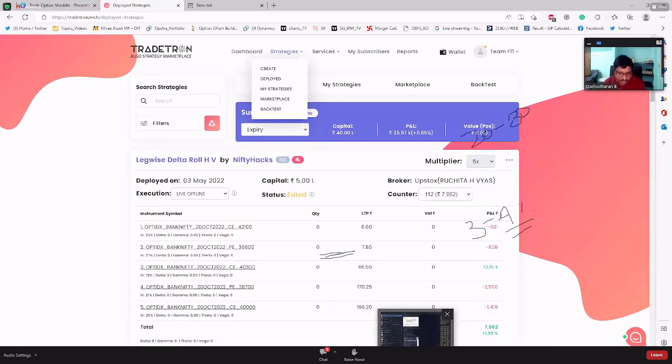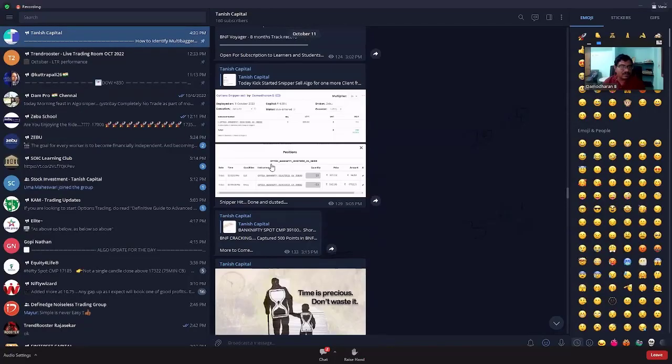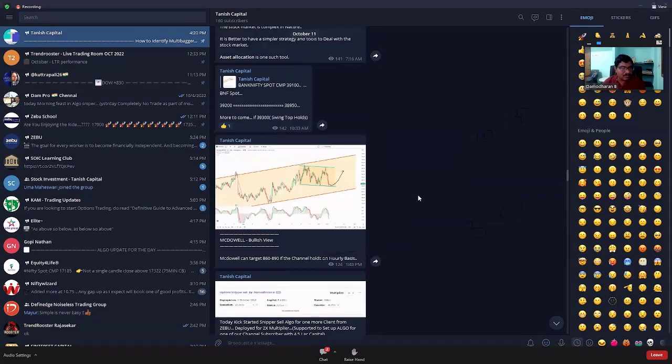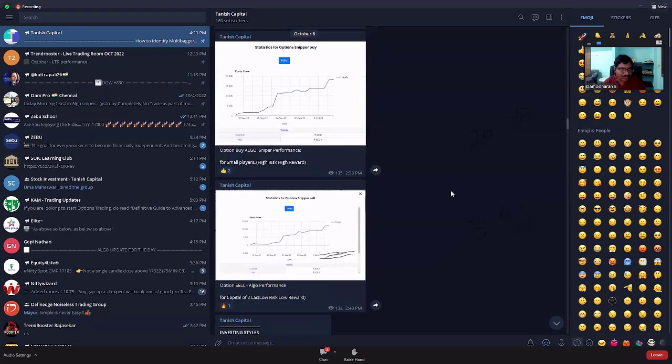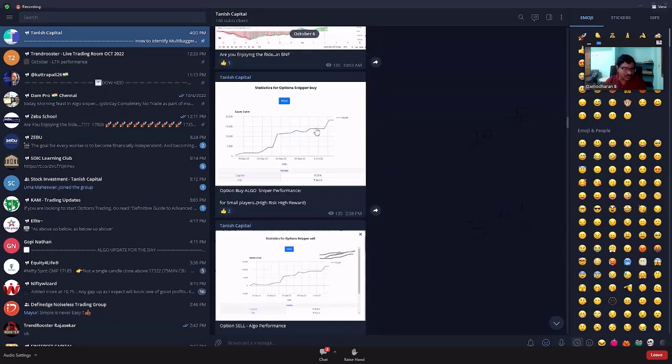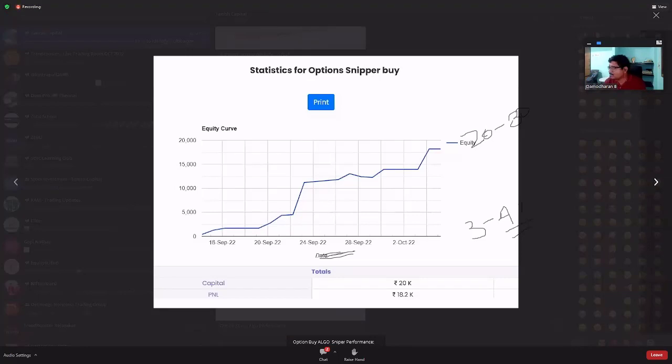I think I already explained here itself. We do have an algo for option buying also, but the only thing is the drawdowns will be slightly higher when it comes to buying. So this is the algo I'm referring to, because we have not listed anything on the marketplace. We are doing it only for ourselves and for my students and my clients. I'm not listing it anywhere.